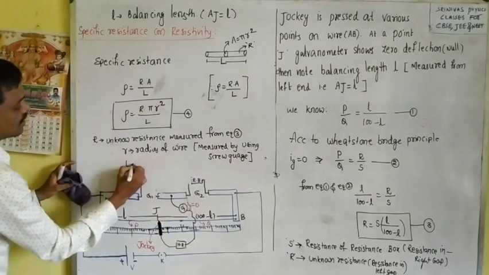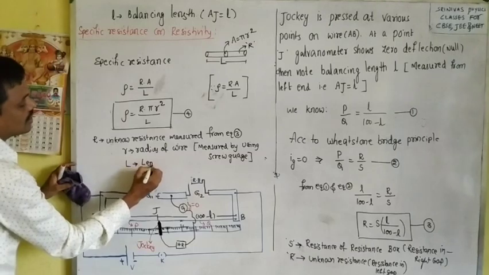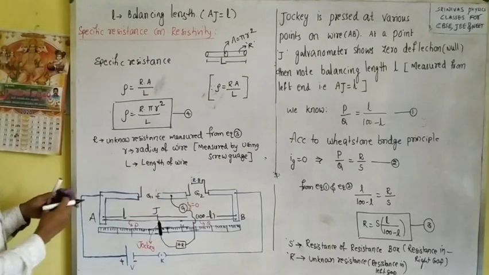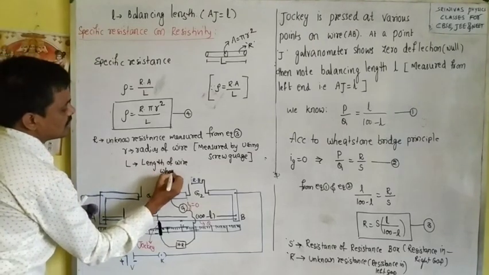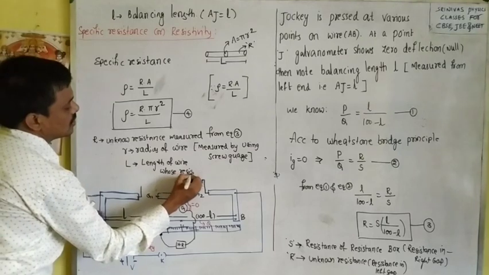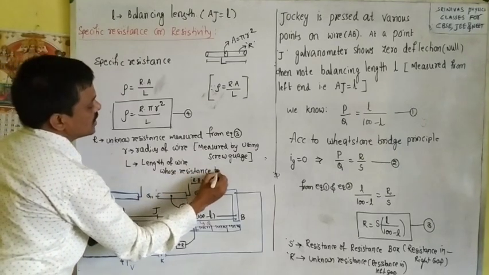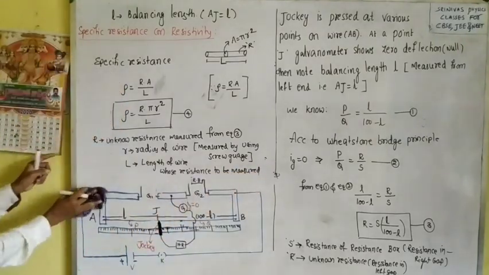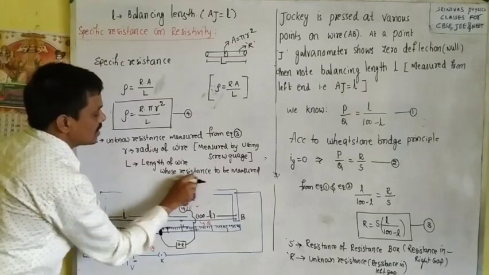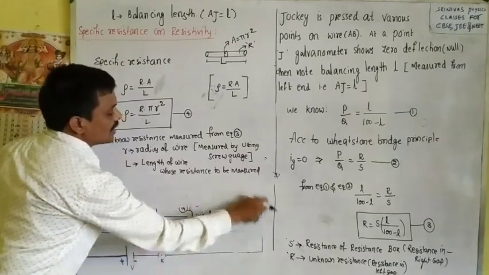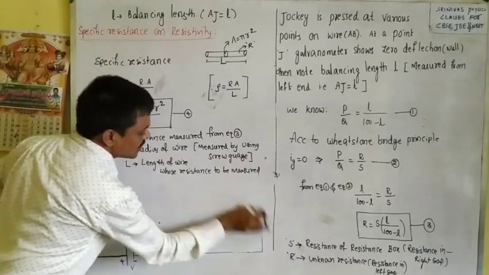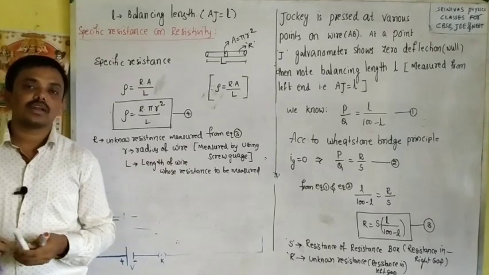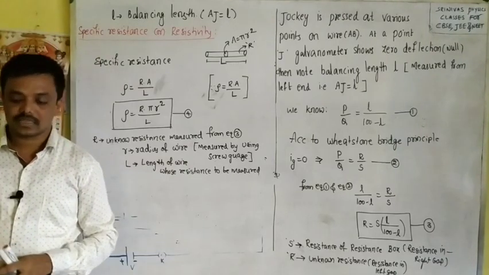What is capital L? Capital L is the length of wire whose resistance is to be measured, right? Okay, and these are the terms, and like this we have to measure the resistance and specific resistance by using the meter bridge. Okay, now let us go for some more points regarding this.